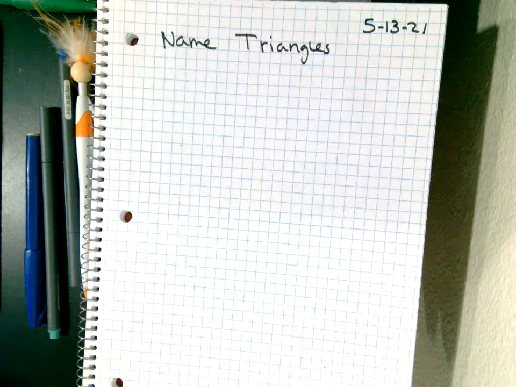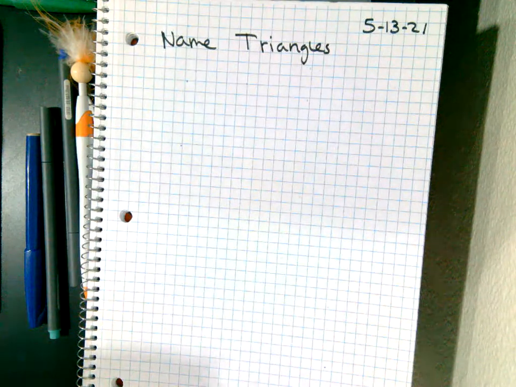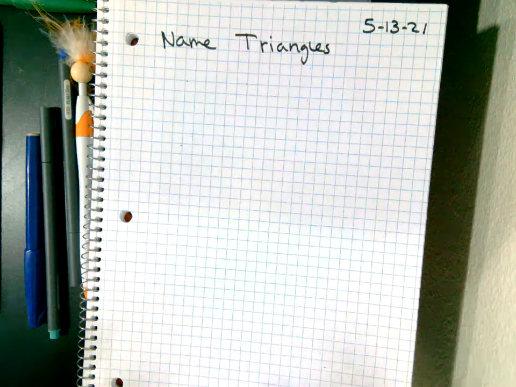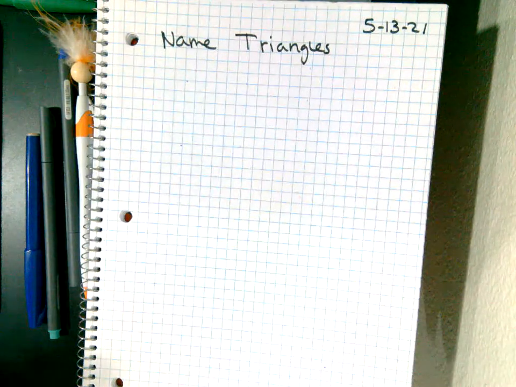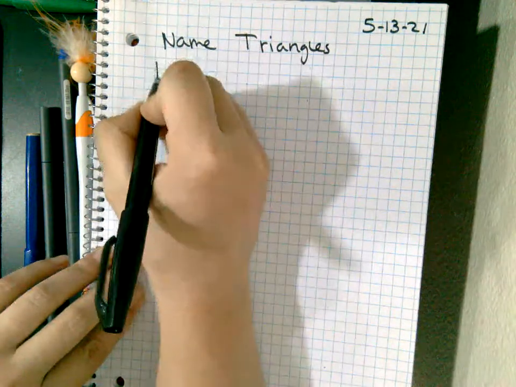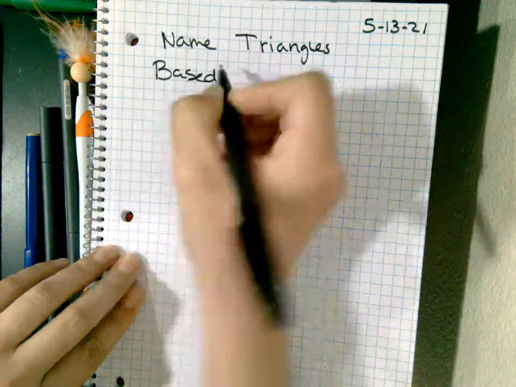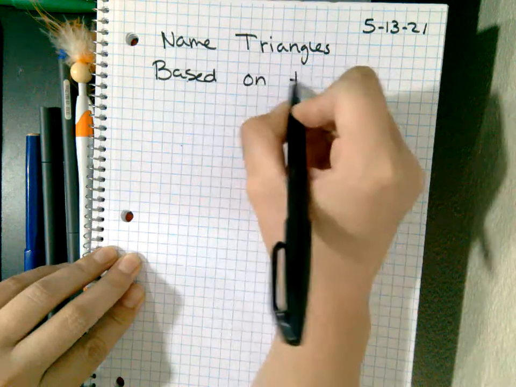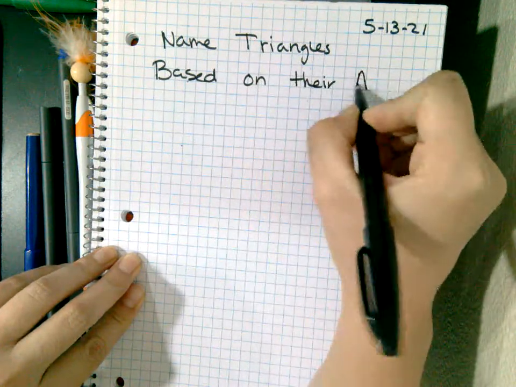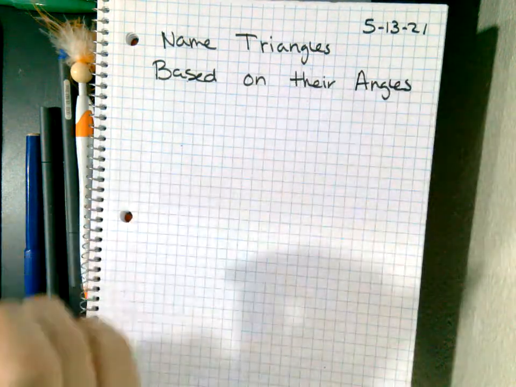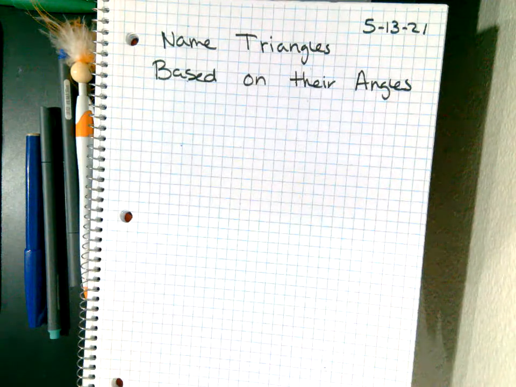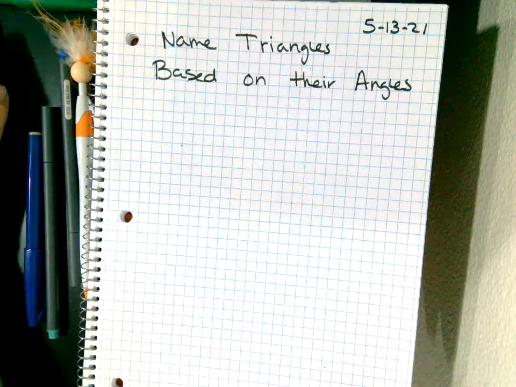Triangles have specific names. Triangles have like a first name and a last name. Depending on what they look like, we give them a particular name, okay? So we're going to name them today based on their angles. Okay, so we're going to give them a particular name based on their angles, okay?